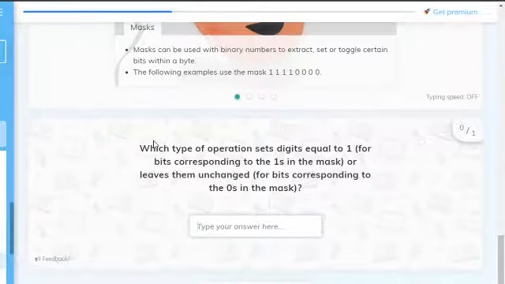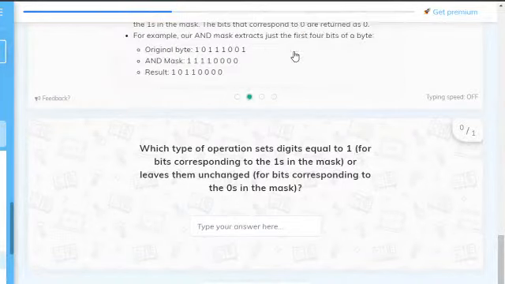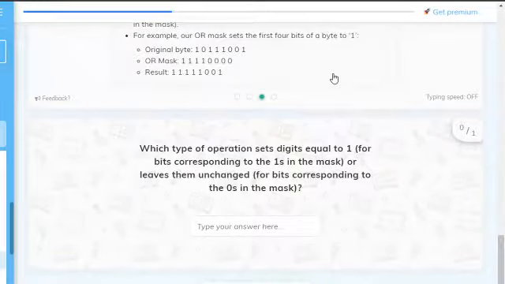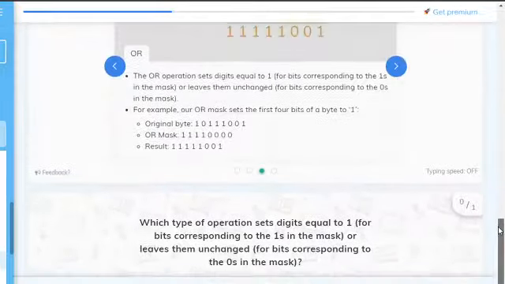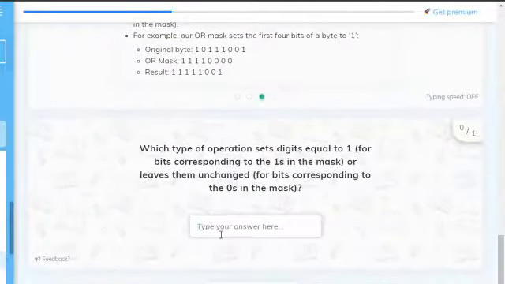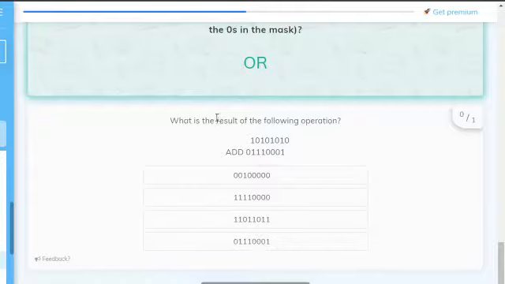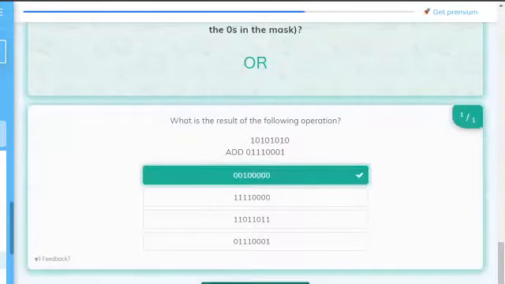Which type of operation sets digits equal to 1 for bits corresponding to the 1s in the mask, or leaves them unchanged? What type of operation? Masking. Oh, addition. Is it not addition? It's binary addition, is it not? Or, well, XOR is what I used. What's the result of the following? So this would be 0, 0, 0, 0, 0, 1, 0, 0, so 0, 0, 1, 0, 0, 0, 0.